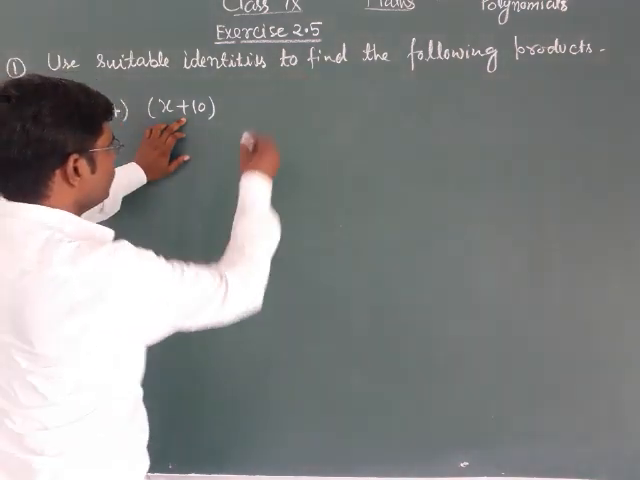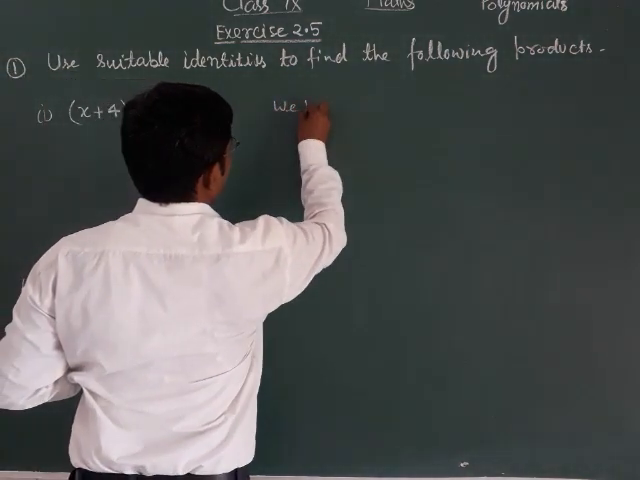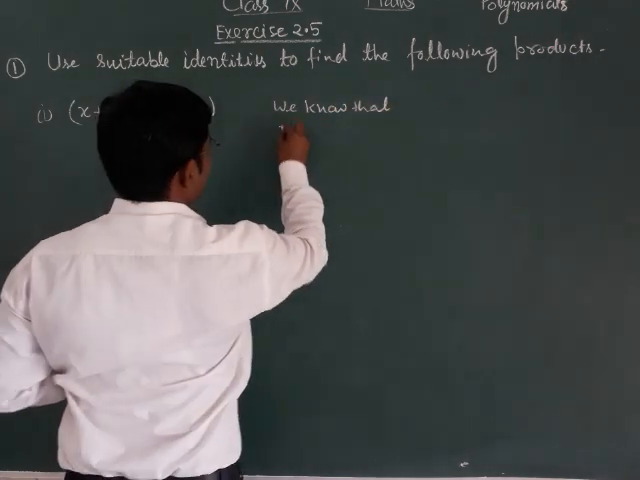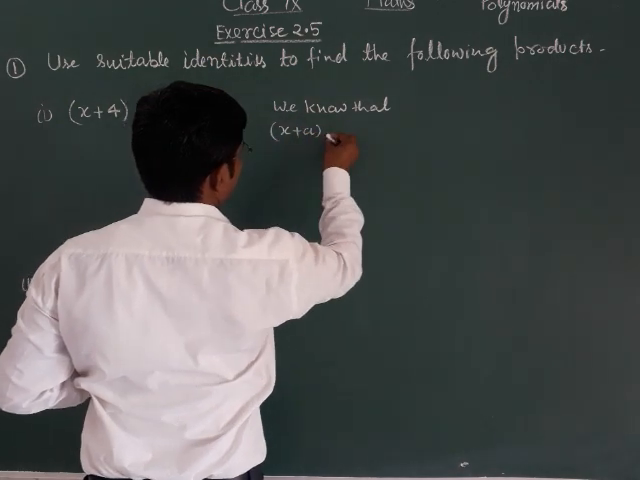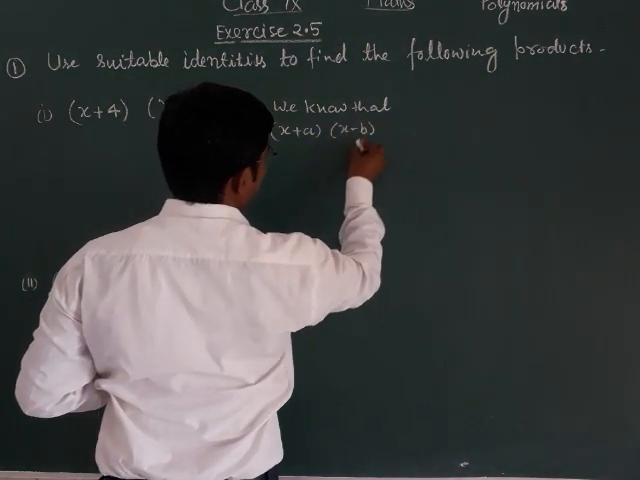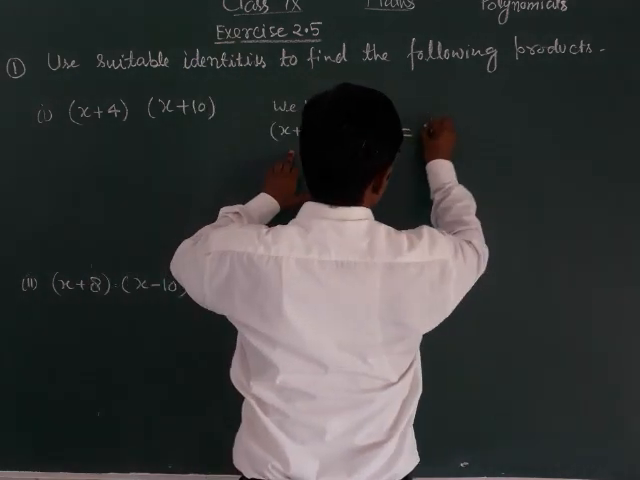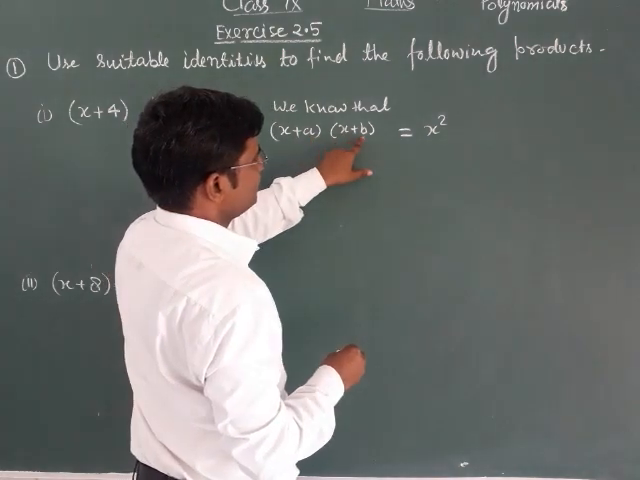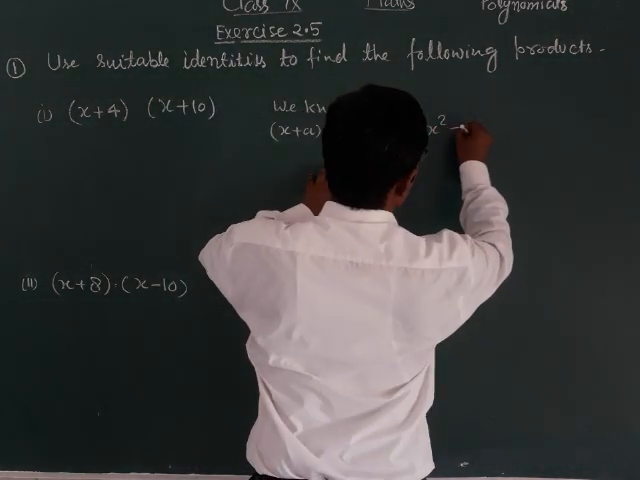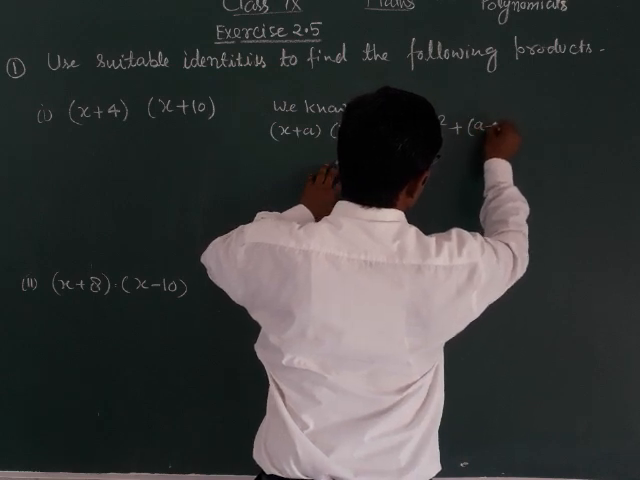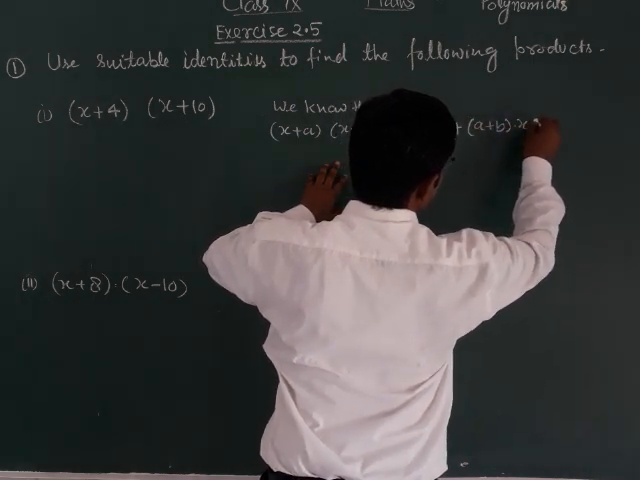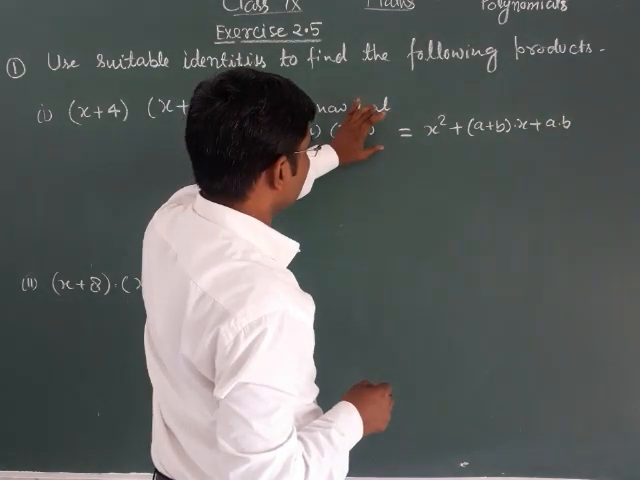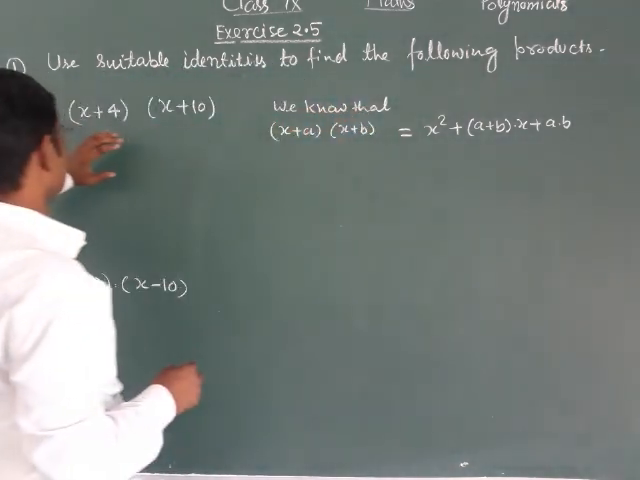Now we know that (x + a)(x + b) is equal to x square plus (a + b) into x plus a into b. Now use this identity here.